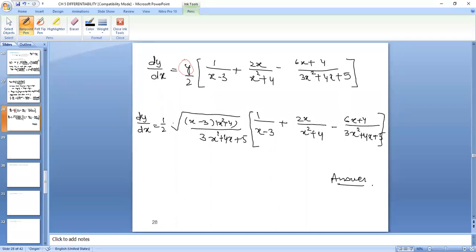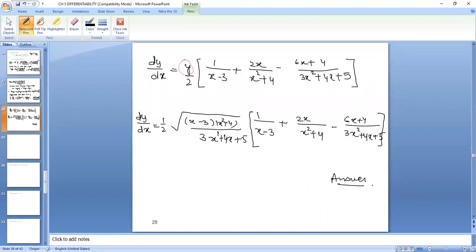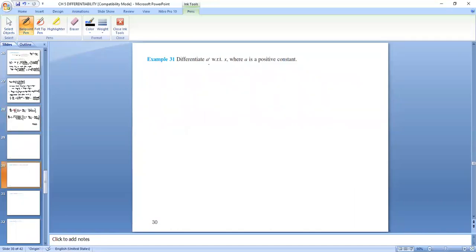Now this 1 by 2 as it is, put the value of y, which is the given question only. y is equal to root of x minus 3 into x square plus 4 upon 3x square plus 4x plus 5. Into the solution we have solved, 1 upon x minus 3 plus 2x upon x square plus 4 minus 6x plus 4 upon 3x square plus 4x plus 5. You need not solve it further. You will write this answer up to here. This is the final answer, right? Any query, any doubt? Fine. So we will move to the next question.